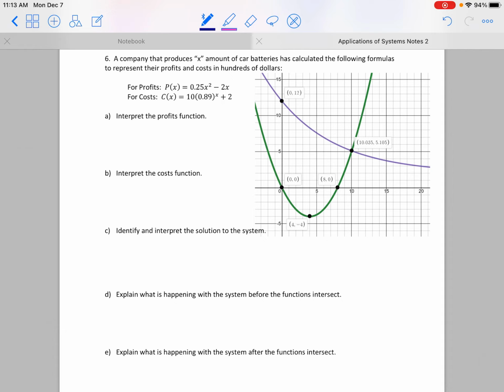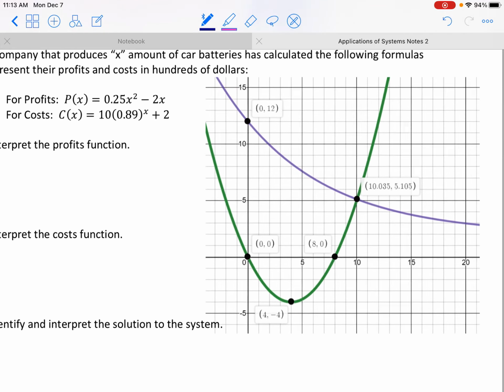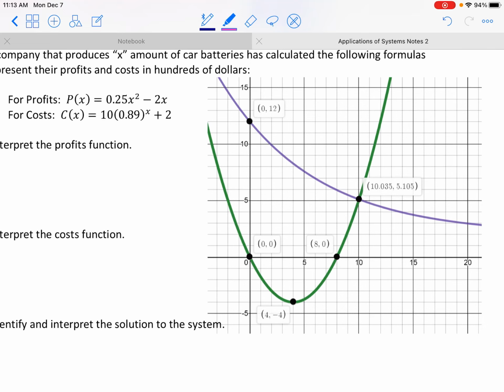A company that produces x amount of car batteries has calculated the following formulas to represent their profits and costs. So for profits, it says that P of x equals 0.25x squared minus 2x. And it says for costs that C of x equals 10 times 0.89 to the x power plus 2. Now, if we look at the two graphs, these two functions are graphed. It doesn't tell us which graph is which. However, we should know which graph corresponds with P of x. So P of x is a quadratic function, which means it has to be the green one.